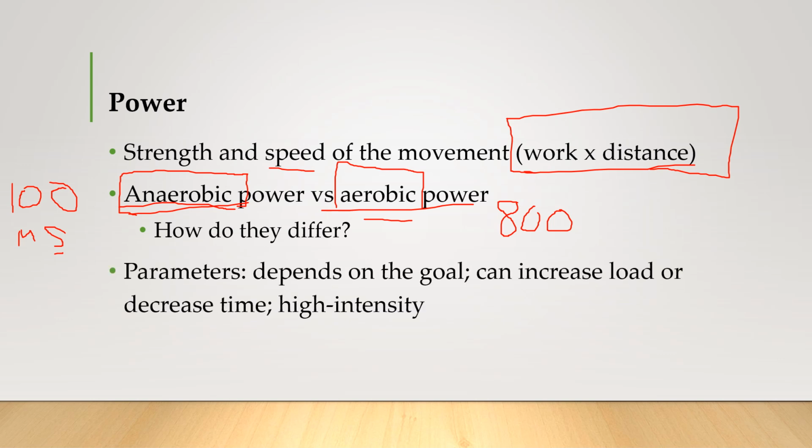The parameters really depend on the goal though. So again, we can either increase the load, so the overall intensity, we can add weight, or again, decrease time. And we're just thinking these are all high intensity activities. So again, decreasing time increases power output. Also, increasing the load and keeping the time the same also increases power.